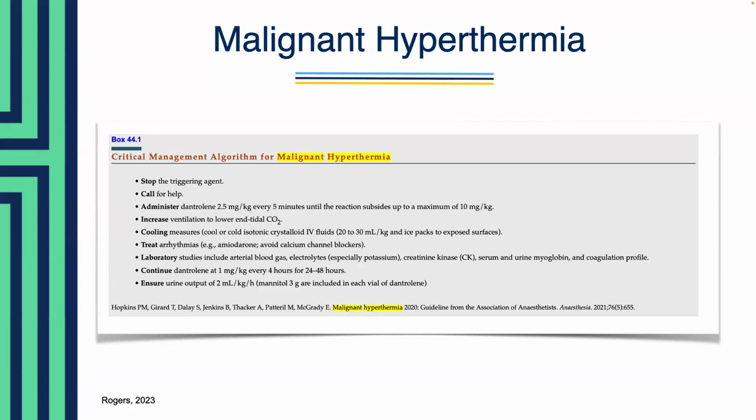So, some of the main risk factors include the genetic defect found in people who can develop malignant hyperthermia, which is a mutation in the RYR1 gene. So, we want to do a thorough history and talk to your patients before surgery to make sure that there are no risk factors. It is an emergency when this occurs.